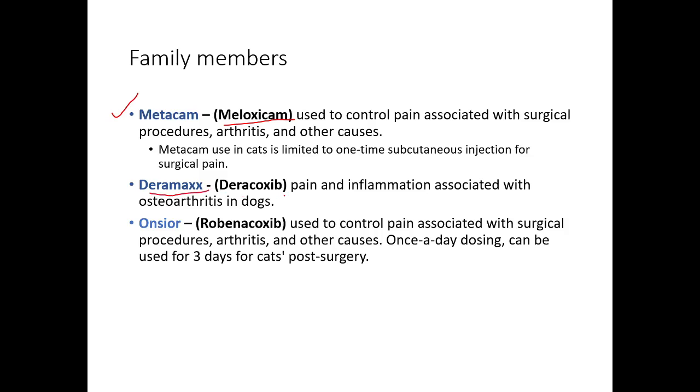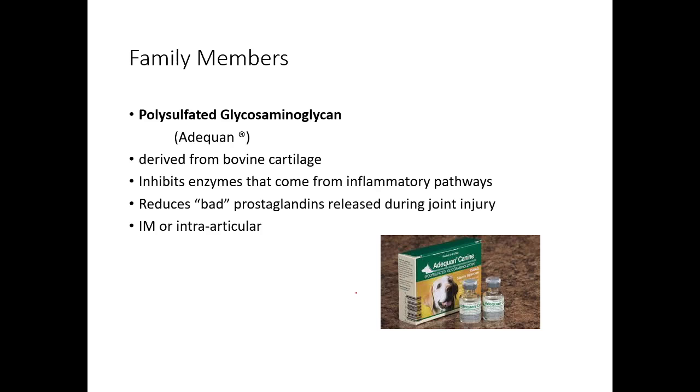Deramaxx or Deracoxib is for pain and inflammation associated with osteoarthritis in dogs. Onsior is Robenacoxib, which is used to control pain associated with surgical procedures, arthritis, and other causes. We can do once-a-day dosing, and it can be used for cats up to 3 days post-surgery, so we can use it for longer-term pain relief in cats.